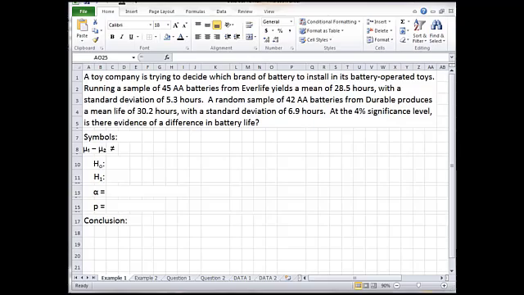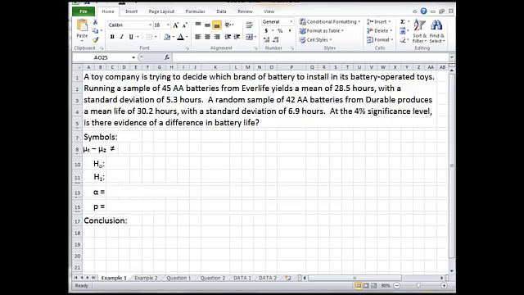Looking at an example for an independent sample question, here we have a toy company trying to decide which brand of batteries it wants to include with a certain line of toys. So they're testing some batteries from a company called Everlife and some batteries from a company called Durabil. And then they want to decide whether there's a difference in the two battery companies.